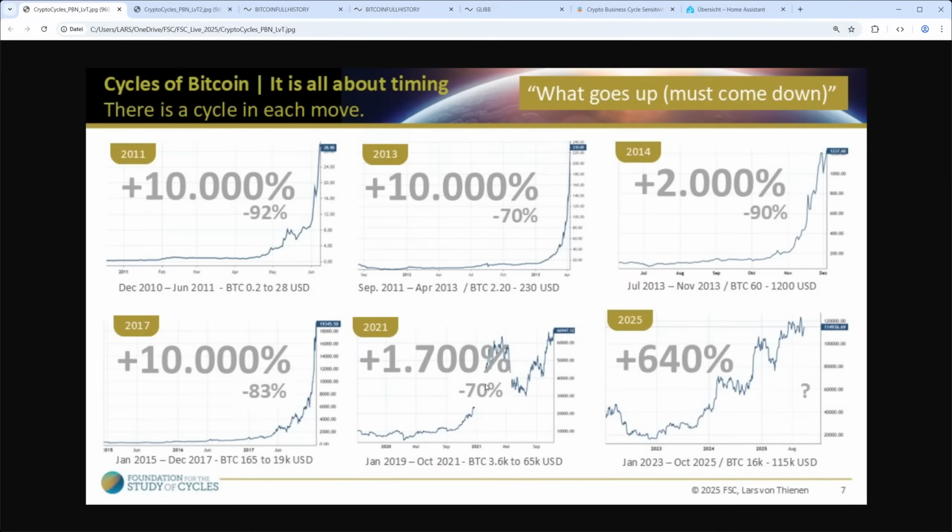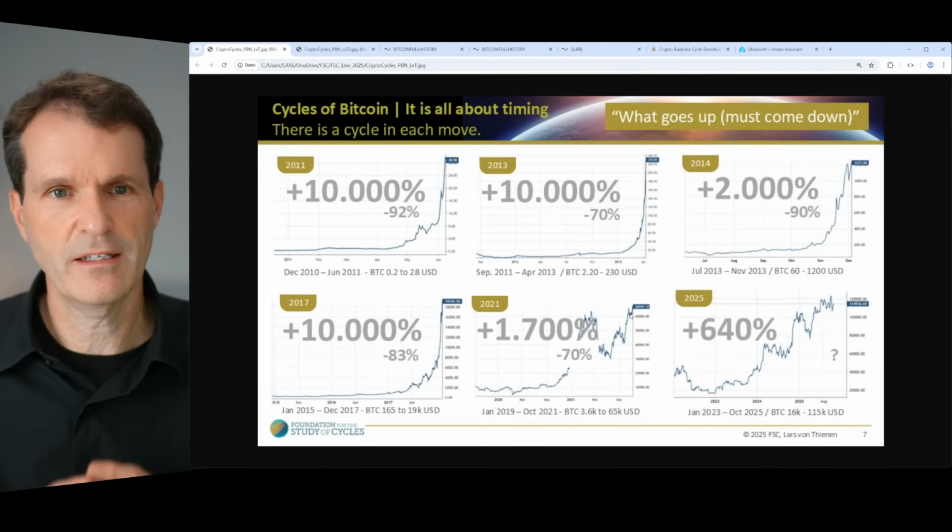But you see that we had already four parabolic up moves in that currency. And by the way, after that up move in 2011, Bitcoin dropped 90%. 2013, Bitcoin dropped 70%. 2014, a 90% drop after the top. 2017, an 80% drop after the parabolic top. 2021, minus 70% after the drop. So you need to be prepared that timing is everything.